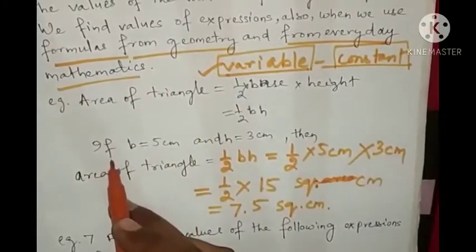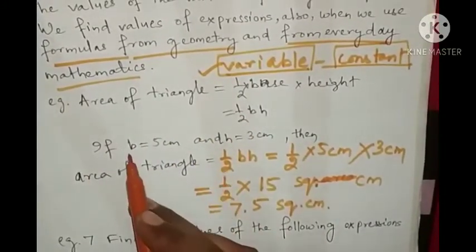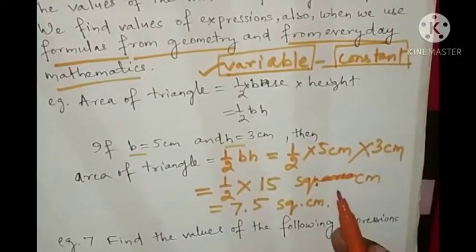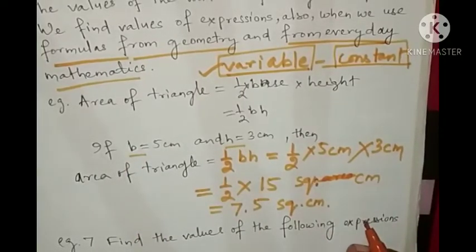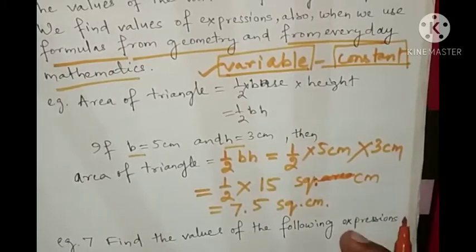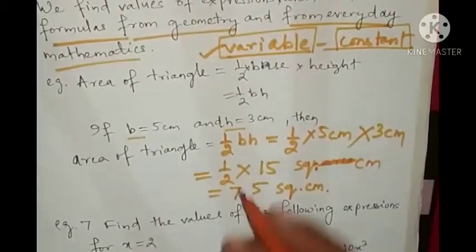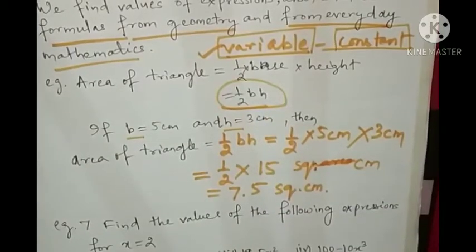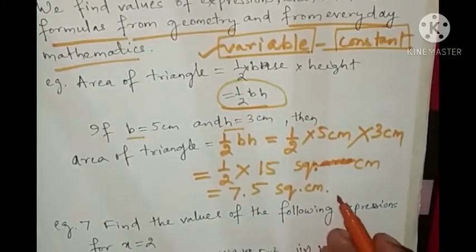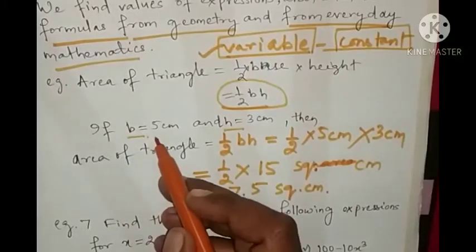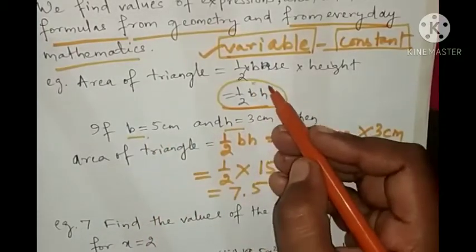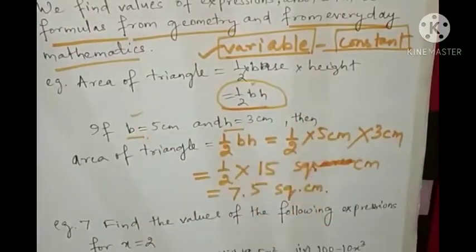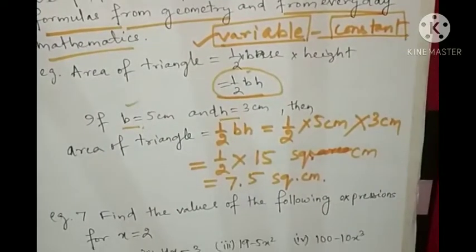So this is the area of the triangle. We put the value of base and height so that we can find the area of the triangle. Here the algebraic expression for the area of a triangle is half B into H. We found the value because the values of both variables B and H were given. Let's do some examples.